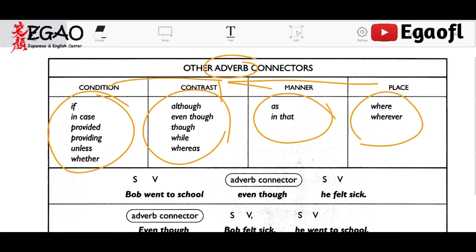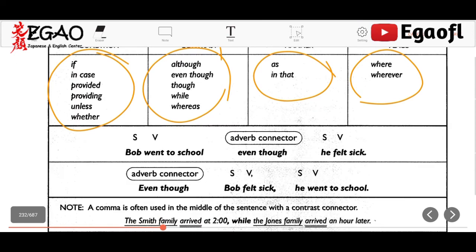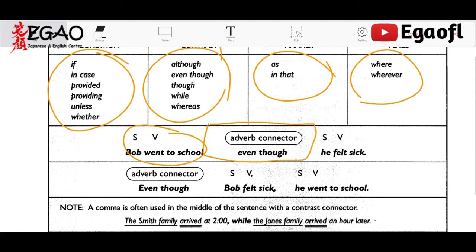The pattern is actually similar to the adverb connectors in skill 7. So the pattern will be subject verb, and then you use the adverb connector in the middle of the sentence and also subject verb again. And if you want to use the adverb connector at the initial of the sentence, you have to put a comma in the middle of the sentence. So adverb connector, subject verb, comma, and subject verb. Now let's take a look at the example.